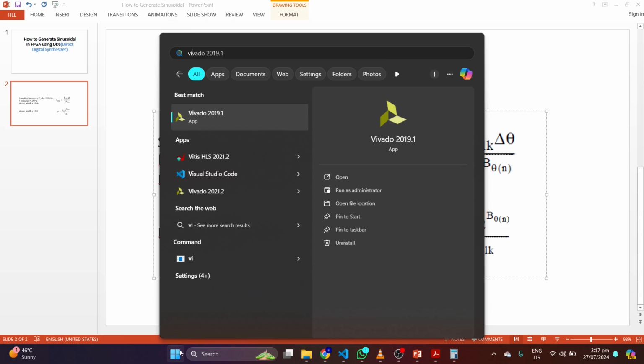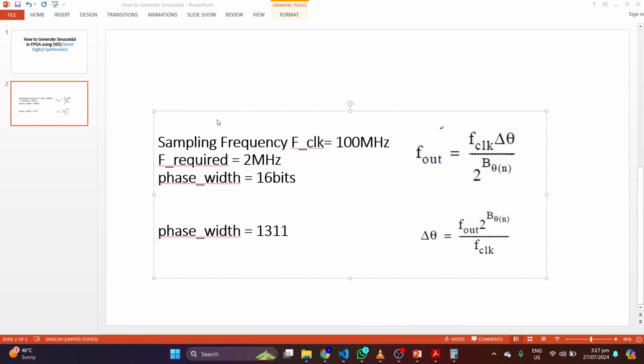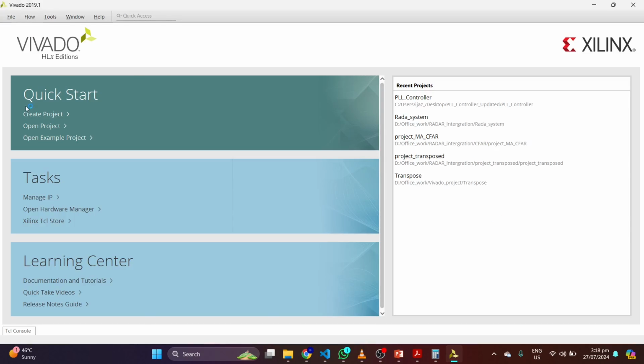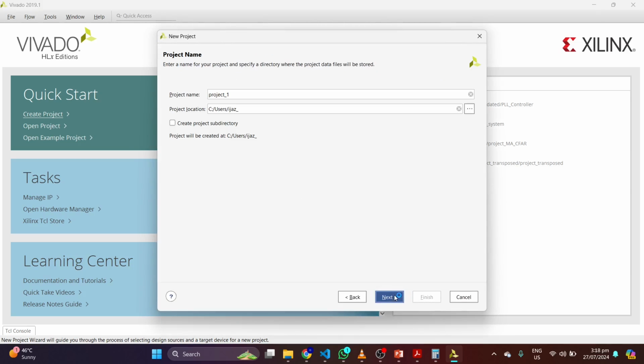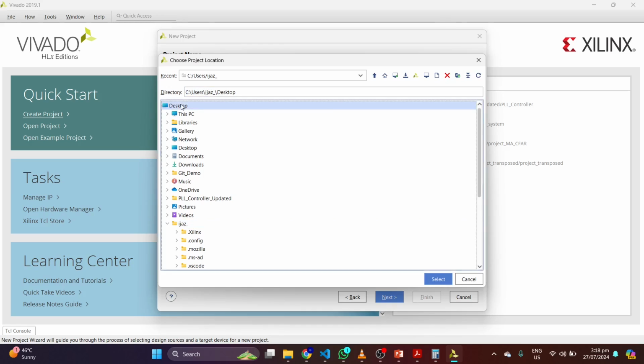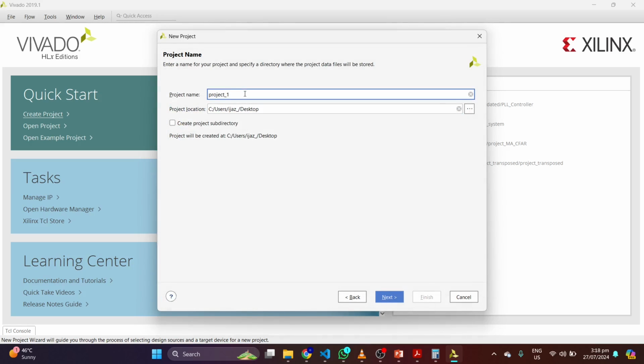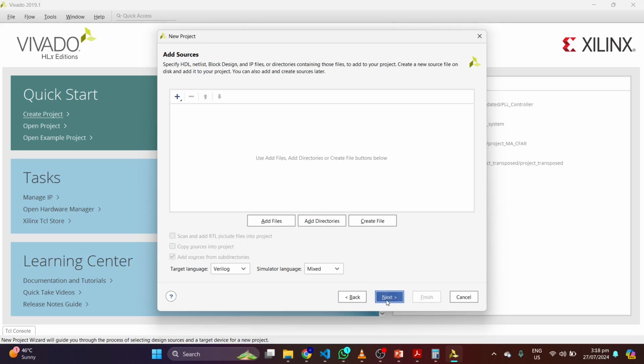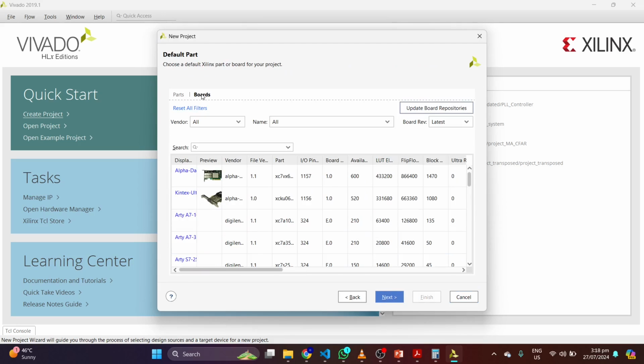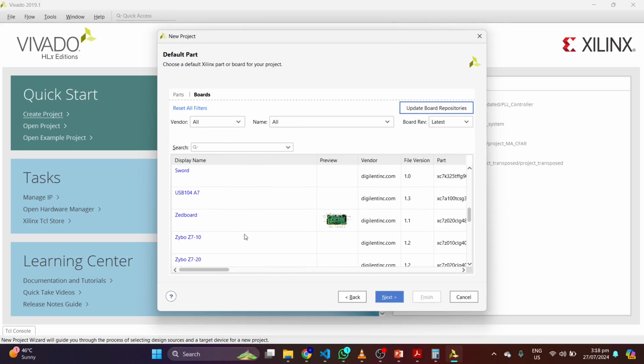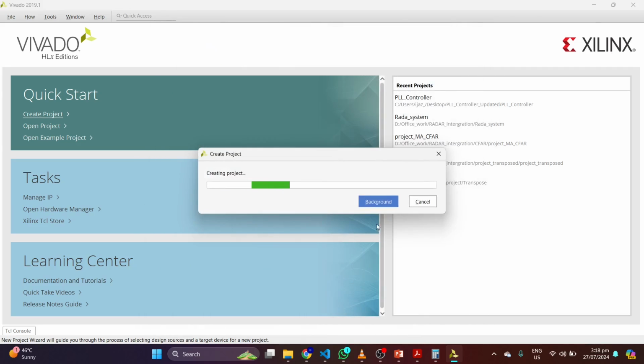For that, I'm going to design a project in Vivado 19.1. So now I want to create a project, and just choose the desktop. This is the DDS project. Next. And if you wish, you can choose a specific board. I will just select the Z board.